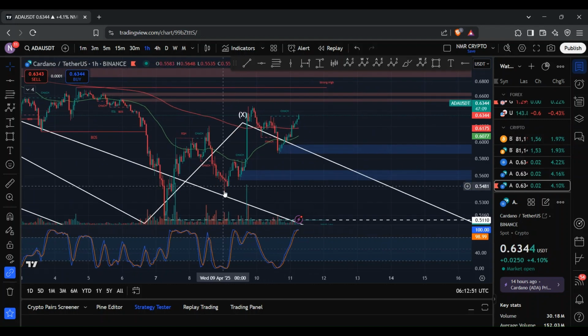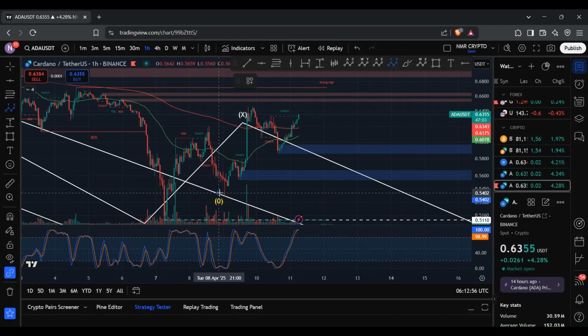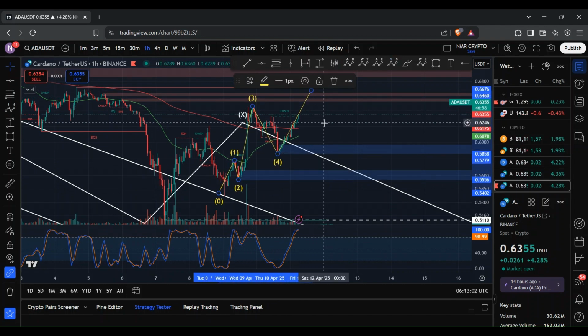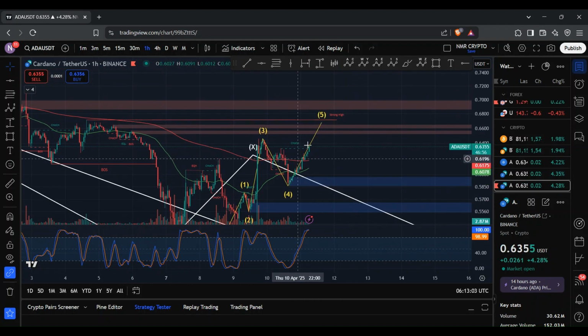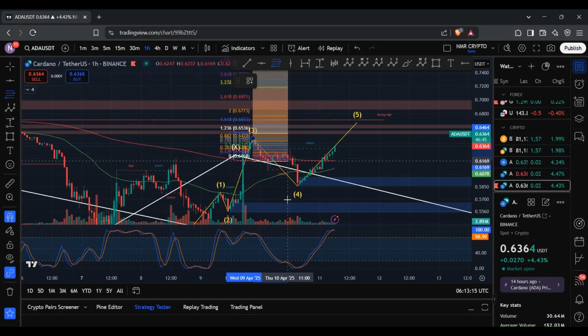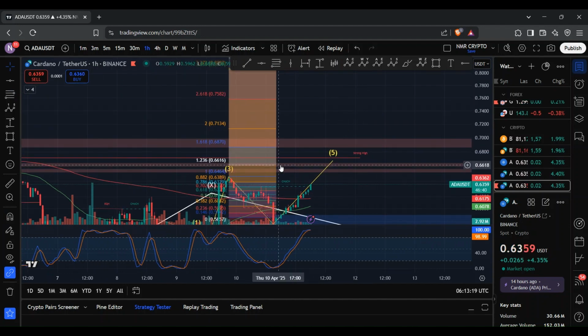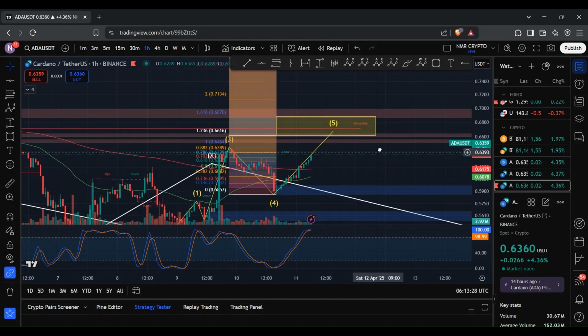Now, it is possible that within this setup, this move is made up of 5 waves, where essentially what you have is your wave 1, your wave 2, your wave 3, wave 4, and your final 5th wave move. And this 5th wave is typically a 1.236 to 1.618 retracement of the wave 4. So ADA has the potential to reach anywhere between 66.16 cents to 68.7 cents. So if I draw that in, anywhere within this region here.